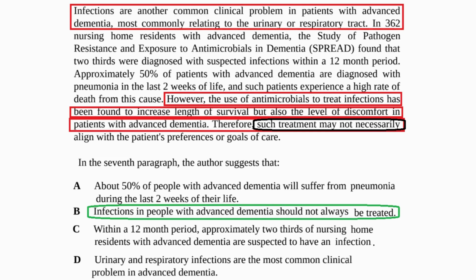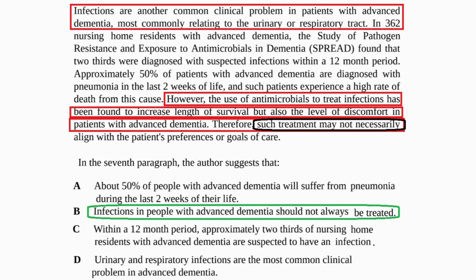C. Within a 12-month period, approximately 2/3 of nursing home residents with advanced dementia are suspected to have an infection. This statement accurately represents the findings from the study of pathogen resistance and exposure to antimicrobials in dementia, SPREAD, as mentioned in the passage. However, it's not what the author specifically suggests in the 7th paragraph. The focus of the 7th paragraph is on the implications of treating infections, not just the prevalence of infections. D. Urinary and respiratory infections are the most common clinical problem in advanced dementia.